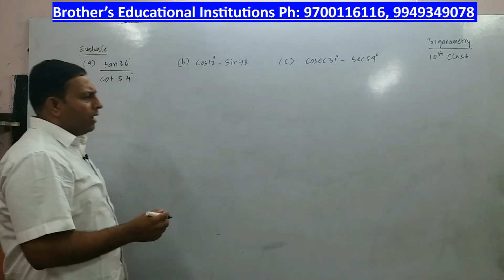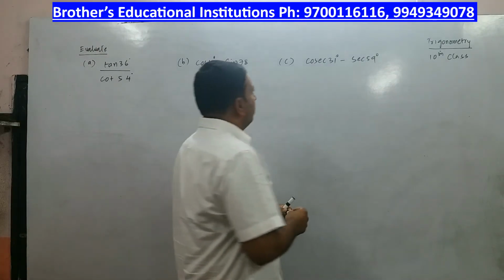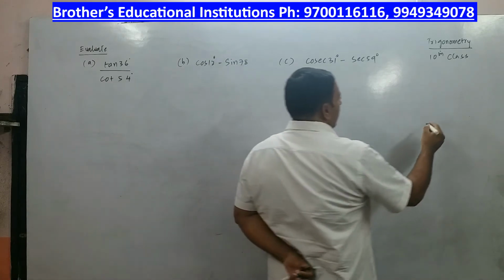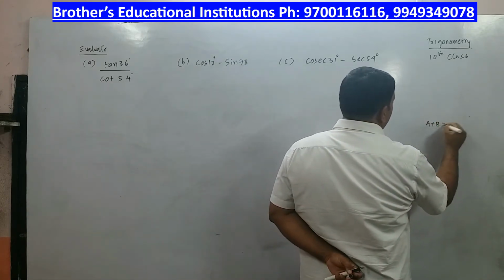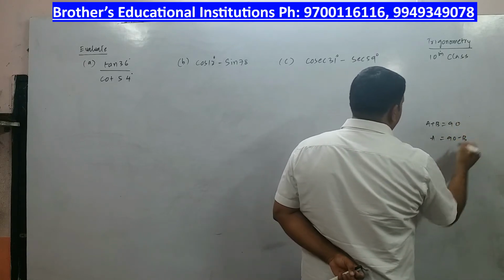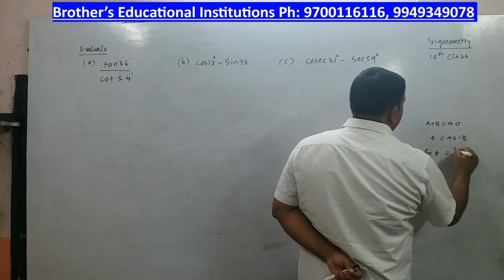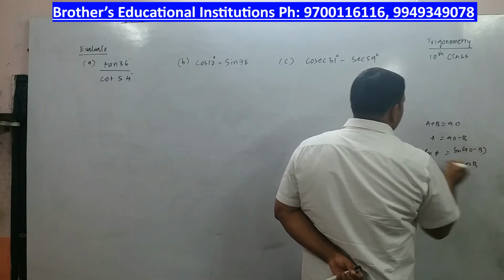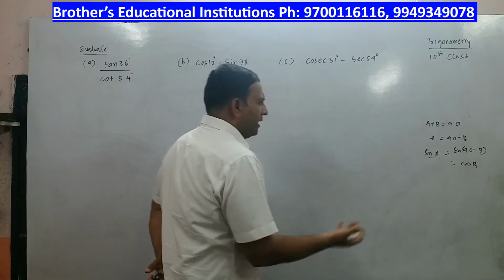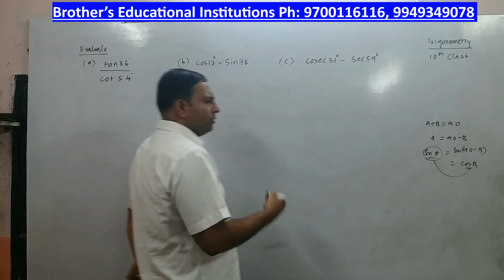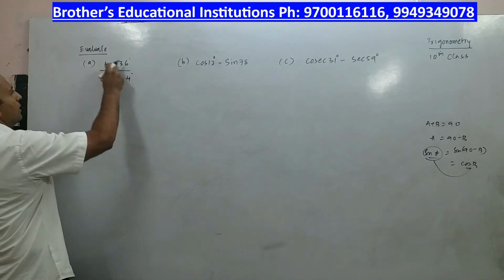Children, now let me explain to you the concept of complementary angle. Alright. Now if you say a plus b is equal to 90, a is equal to 90 minus b. Alright. And if I write sine a, it will be equal to sine of 90 minus b, and sine of 90 minus b is equal to what? Cos b. So I can use vice versa, means I can convert a into b. Alright. Now this is given to you.